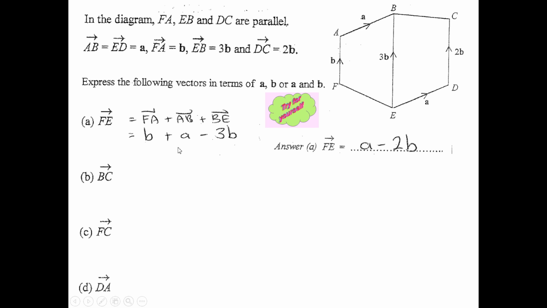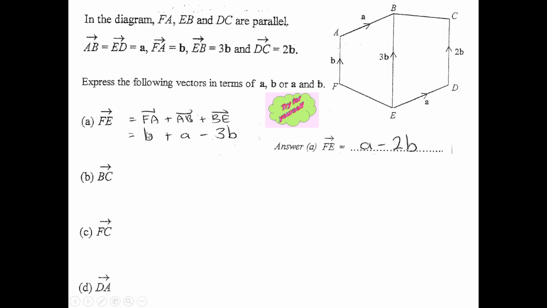AB is **a**, so plus **a**, draw it in bold. Plus BE, and BE, notice, is the negative of this one. Going from E to B is 3**b**, so BE must be negative 3**b**. That's a scalar, so don't do it in bold, and this little one here you can do in bold. And then you can simplify that.